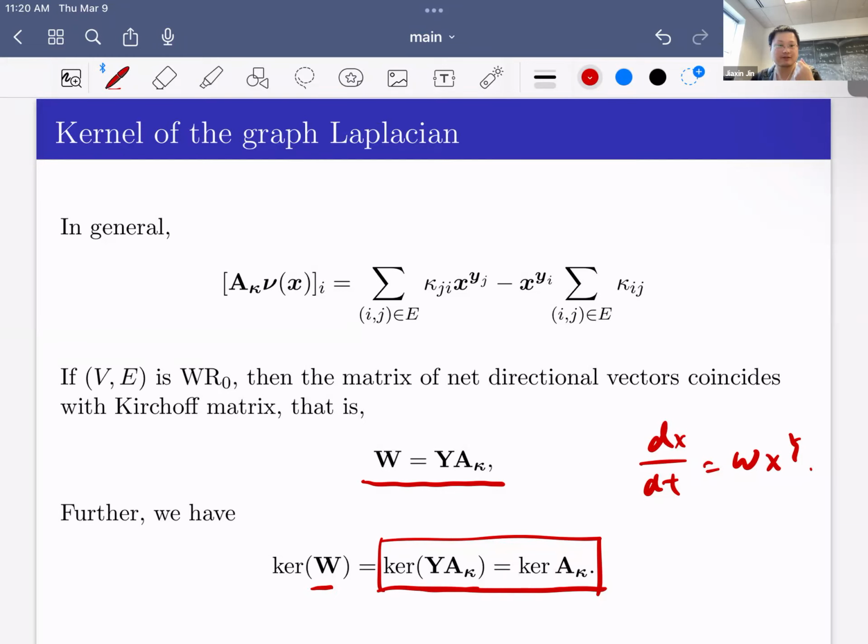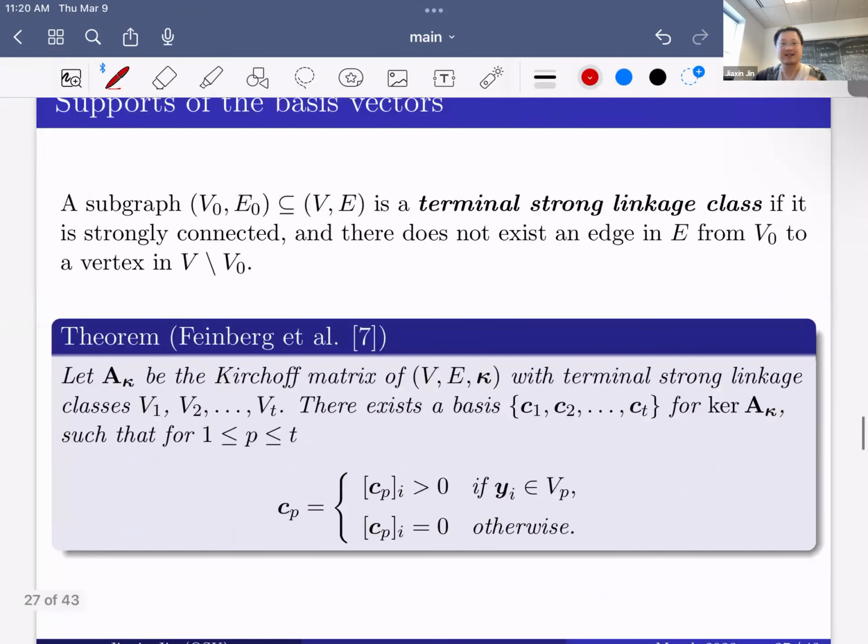And what kind of vector could be in the kernel of AK? This theorem in one of Feinberg's papers tells us that if AK is the Kirchhoff matrix, then there exists a basis C1 to CT where each C vector's support corresponds to one terminal strong linkage class. Of course, in the weakly reversible case, the terminal strong linkage classes indeed coincide with the linkage classes. Therefore, as long as we figure out the kernel of AK, or the kernel of W, we can find the linkage classes. Okay, this is the key idea.